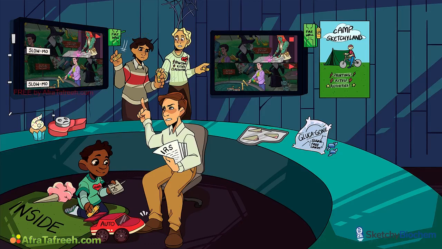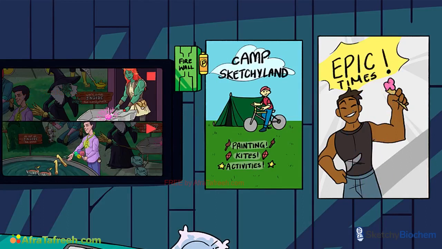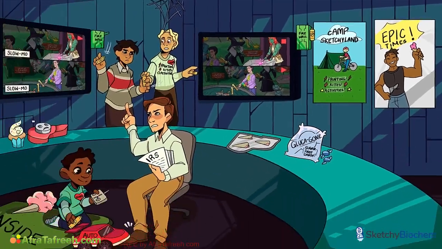Let's switch gears now and talk about epinephrine. Epinephrine is produced in response to stress. One of the main functions of epinephrine is mobilizing glucose stores so it can be used for energy. Epinephrine promotes glycogenolysis in the liver and skeletal muscle. Let this ad for epic times remind you of epinephrine and how it's important with regards to breaking down glycogen.